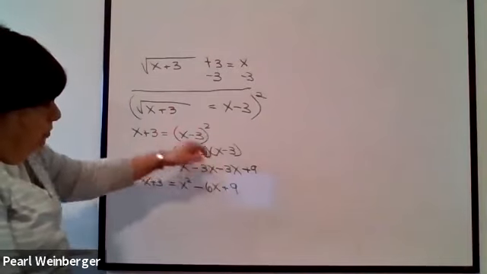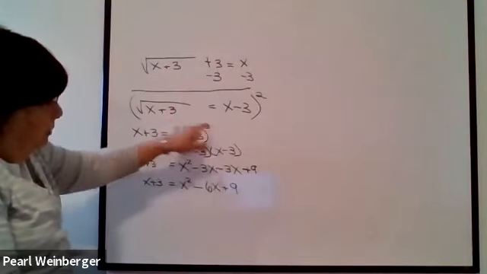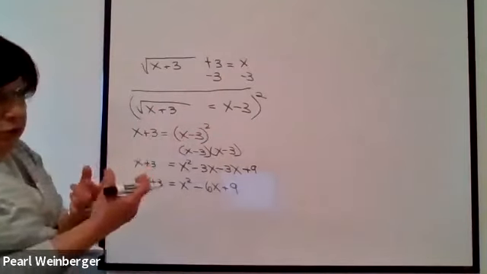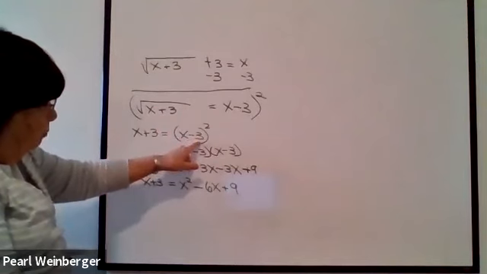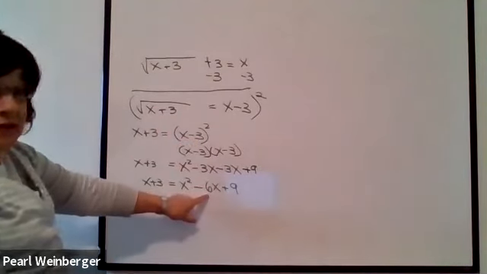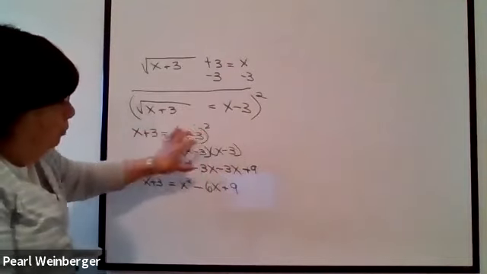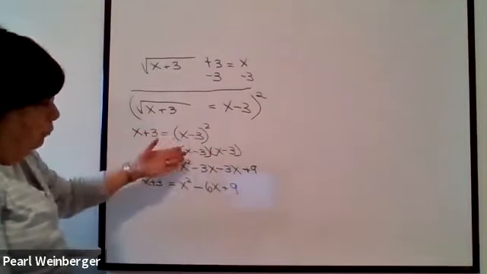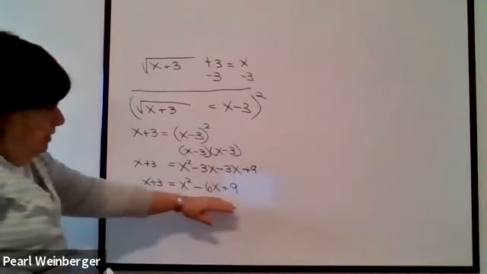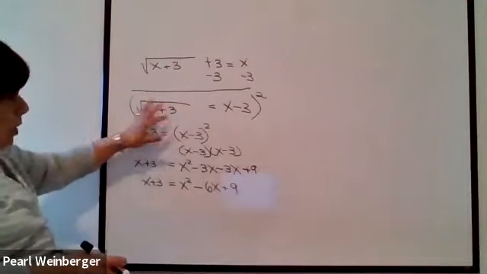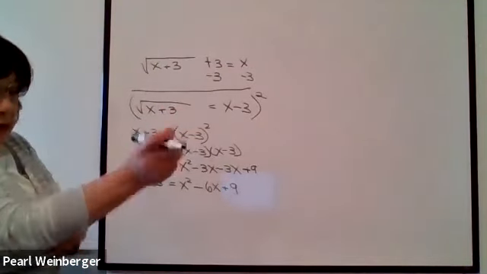Because if you notice, when we're doing FOIL, we're doing this twice. We're doing the negative 3 times x and then negative 3 times x. You're doing it twice. So just do x times negative 3 is negative 3x. Double it gives you negative 6x to get your middle term. So that's a quick way. Obviously you could always do it the FOIL method, but if you're in a rush, you could still do it using this quick method of squaring a binomial.